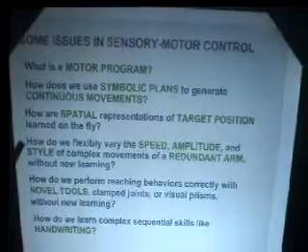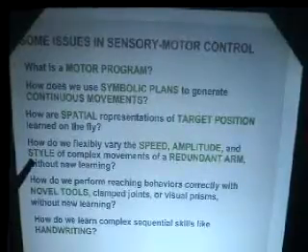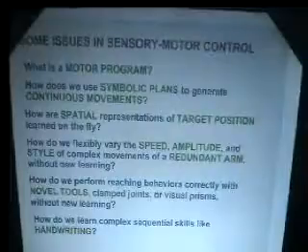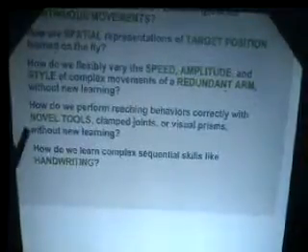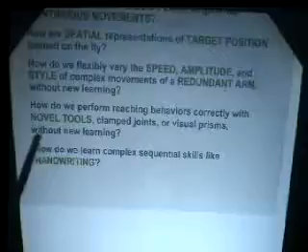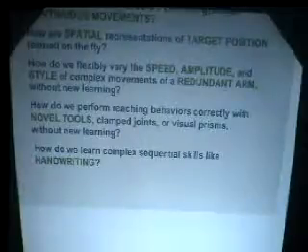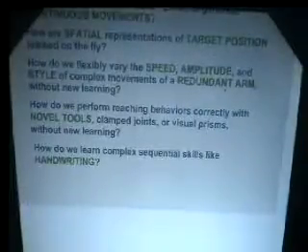How do we flexibly vary the speed, amplitude, and even the style of complex movements using a redundant arm and do it without relearning? How do we perform reaching behaviors correctly with novel tools? In particular, where did the competence to use tools come from? Clamp joints or visual prisms, again without relearning. And how do we learn complex sequential skills like handwriting, and what would be the underlying representations of such control?